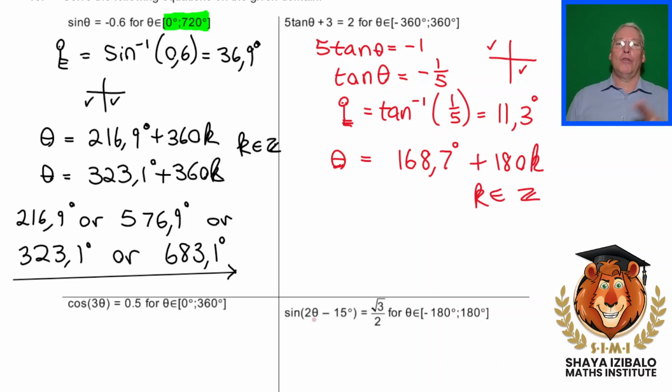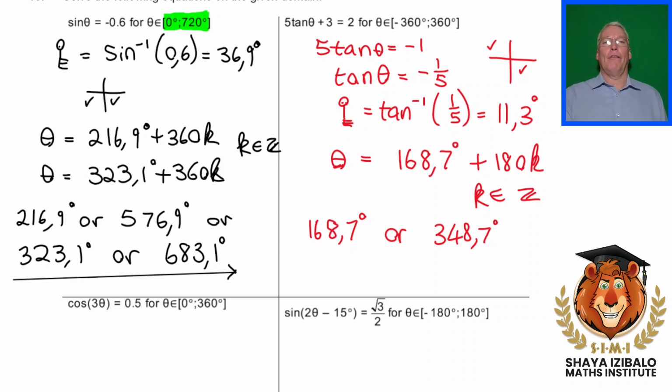Now we've got 2 rotations here, no adjustment of the period, so once again we would expect 4 solutions. Let's see what they are. Theta could be 168,7, or we could add the 180 and get 348,7. We can't add another 180 without going outside of the domain here, but we can subtract 180, and in fact, we can subtract 180 twice.